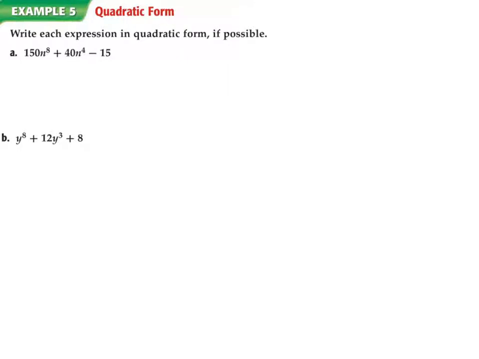Now we're going to go ahead and look at quadratic form in example 5. And they want us to write each of the examples in quadratic form if possible. So if we have 150 n to the 8th plus 40 n to the 4th minus 15, we can go ahead and say that 5n to the 4th is what we're going to be using. So 5n to the 4th squared is equal to 25n to the 8th.